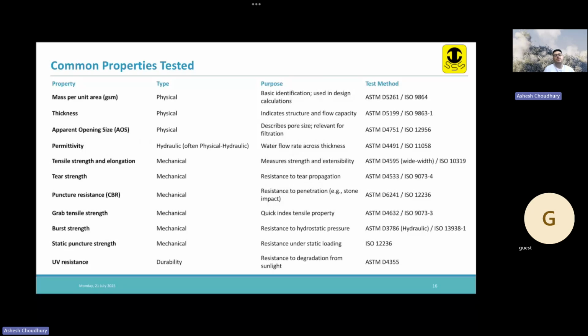Yet one more important property, we have the apparent opening size, AOS. That is one of the most important properties. It describes pore size relevant for filtration. We'll see that later also, what AOS is. Then we have permittivity, the hydraulic property: water flow rates across the thickness, that is, cross-plane flow. This cross-plane flow is given by permittivity.